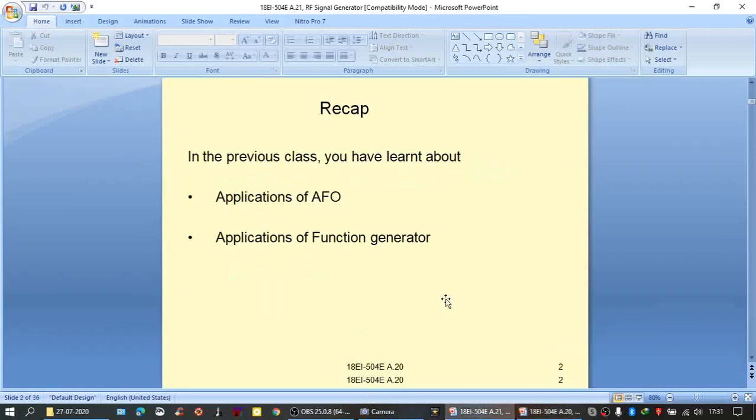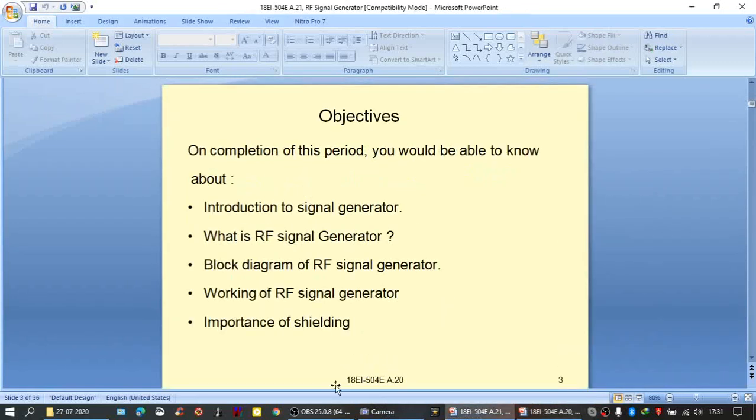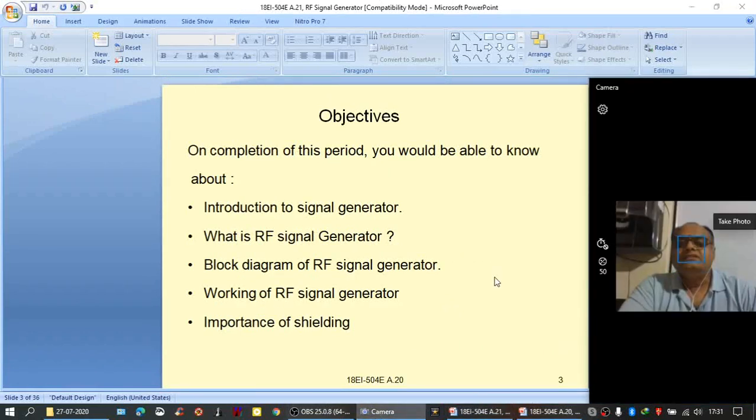Now, in this class, we will discuss what is RF signal generator and how the basic block diagram of RF signal generator looks like. That means what are the various parts in a RF signal generator and how RF signal generator works. Then what is the importance of shielding in high frequency applications? This we will see in today's class.